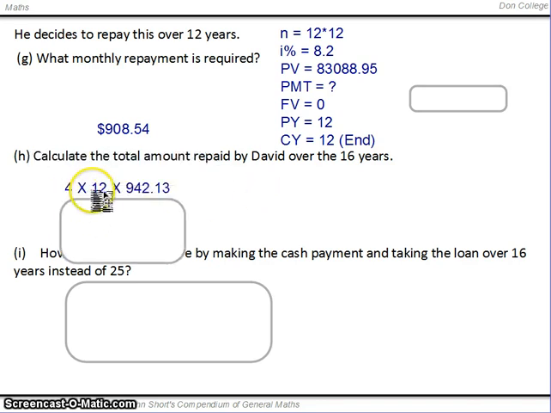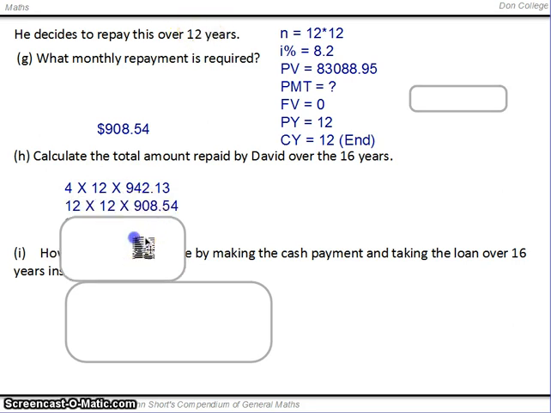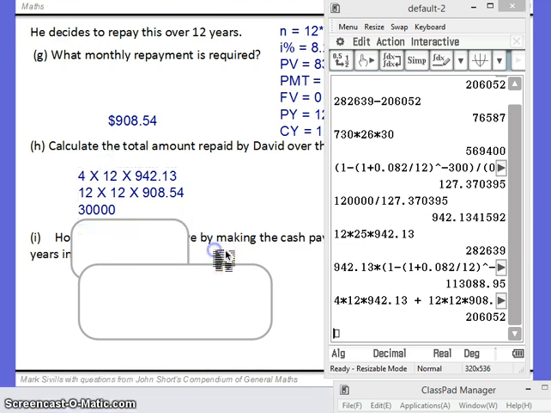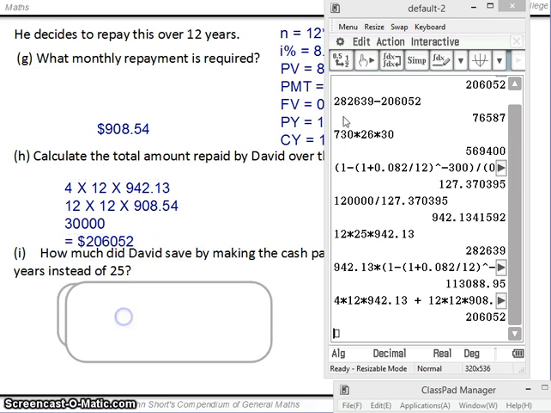That's 4 lots of 12 monthly payments at $942.13, and he's just made 12 years. So 12 years, 12 monthly payments, $908.54. And he also paid $30,000 as a one-off. So the total is $206,052. That's the total amount that he repaid.